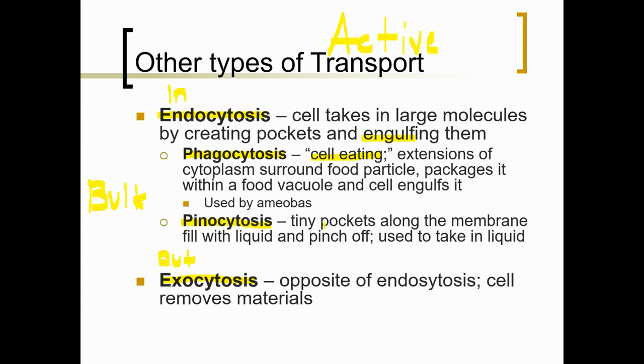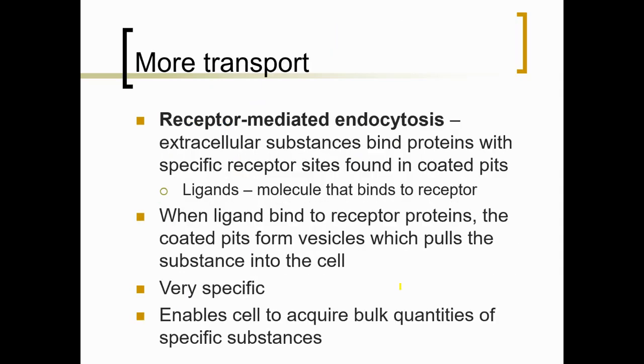You're going to have a little pocket forming in the membrane. It's going to fill up with liquid, and then it's going to pinch off and come in as a vesicle. So both of these types of transport involve vesicles, which are just little membrane sacs. And so exocytosis will be the opposite, where endocytosis is bringing in either food or liquid, exocytosis is going to be expelling them. And I just think pictures help a lot, so we're going to see a picture here in just a second.